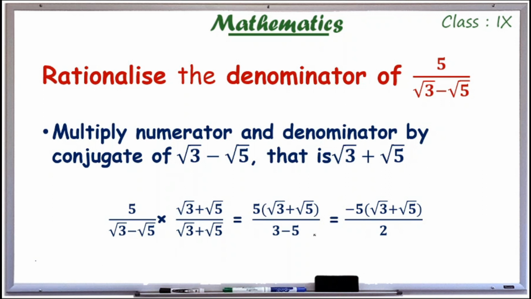And in the final answer, this minus can be taken as common. Minus can be taken as common. 5 by minus 2 is equal to minus of 5 by 2. So the minus is common for numerator and denominator. So no problem for giving it to the numerator side.